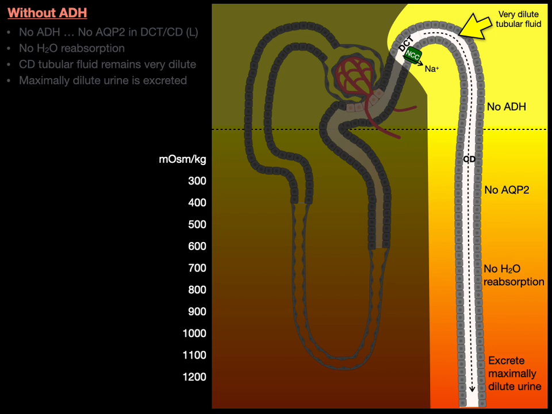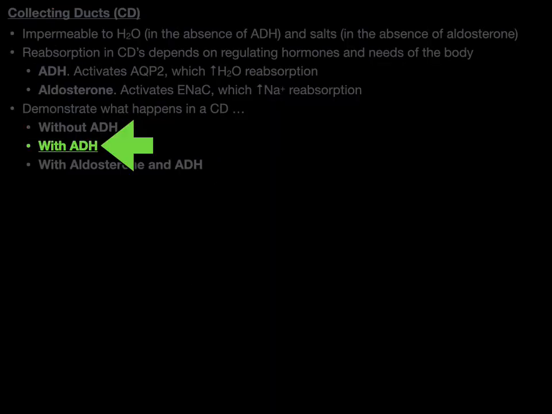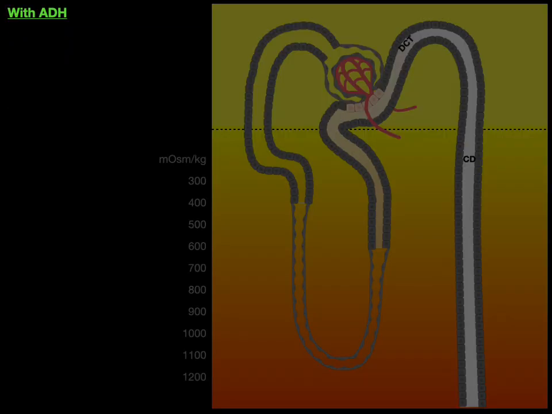Now look at the color of the tubular fluid all throughout the collecting ducts. It's white, it's clear. Now compare it to how concentrated the interstitium is. So this is now what we see what happens with ADH. Now ADH, antidiuretic hormone, is going to stop us from urinating and getting rid of the water.